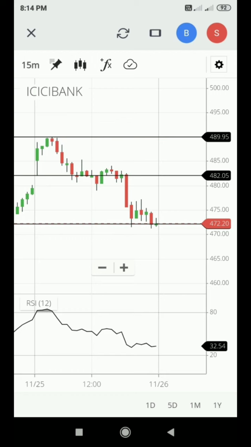Finally, I have to say I am not SEBI registered, but this is my own analysis. I hope you will understand. I hope this strategy will give good results.